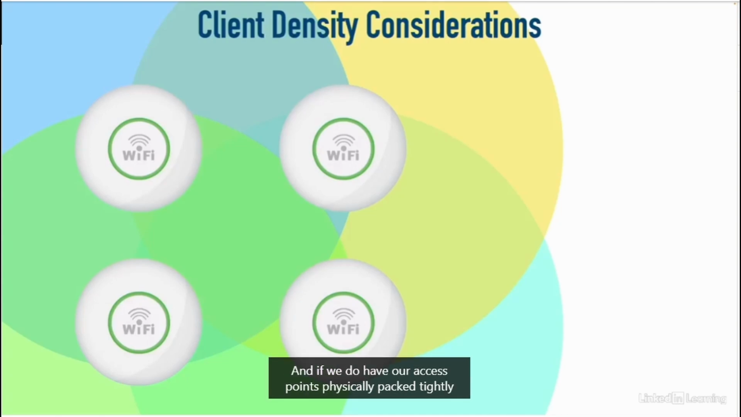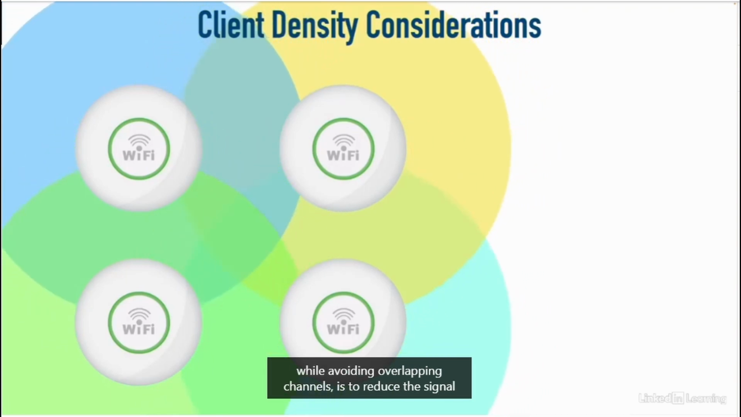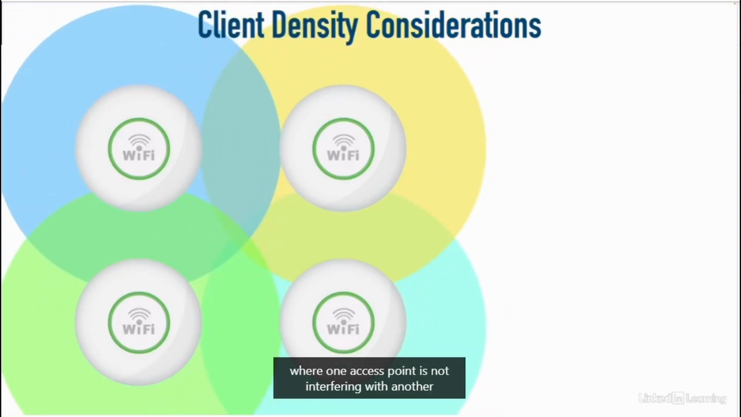And if we do have our access points physically packed tightly together like this, and we might be using some overlapping channels, one option to still give us the performance of multiple access points while avoiding overlapping channels is to reduce the signal strength where one access point is not interfering with another access point.